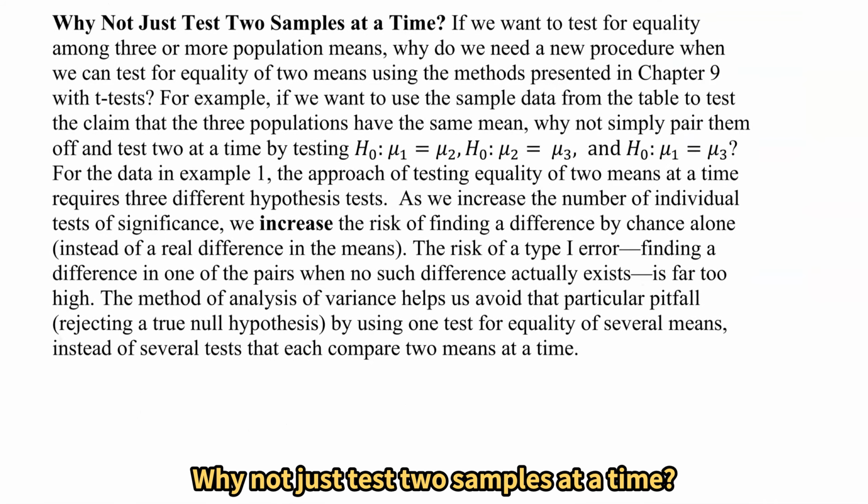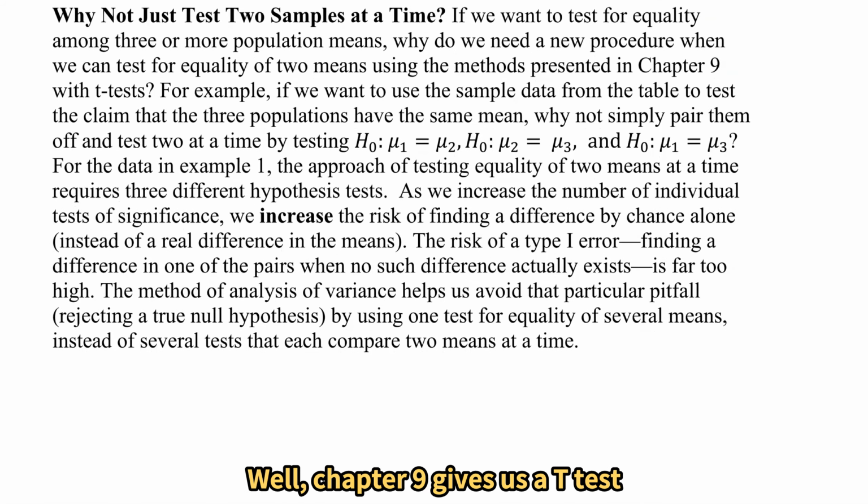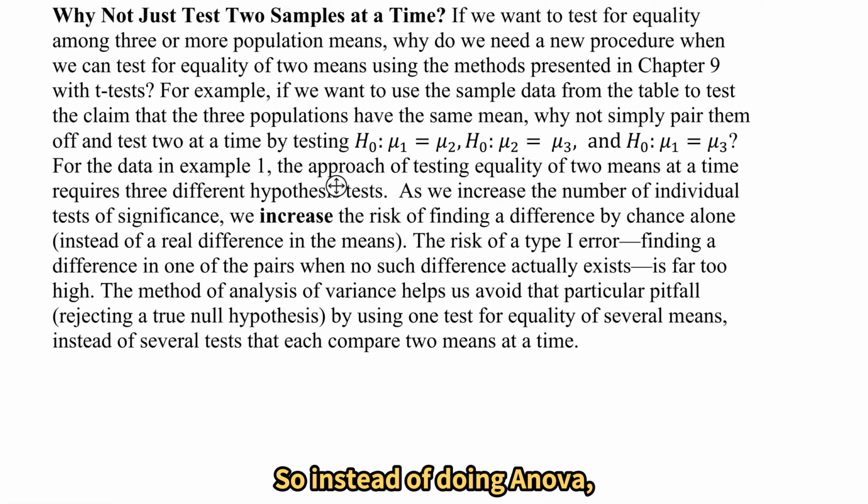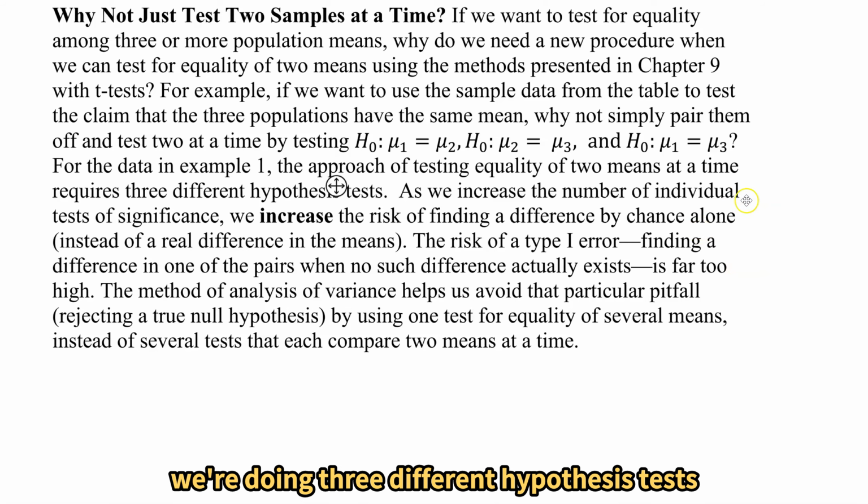Why not just test 2 samples at a time? Well, Chapter 9 gives us a t-test for 2 population means, but when we throw in a third one, we actually increase the risk of a type 1 error. So instead of doing ANOVA, if we were to try to pair them off and test them 2 at a time, we're doing 3 different hypothesis tests.